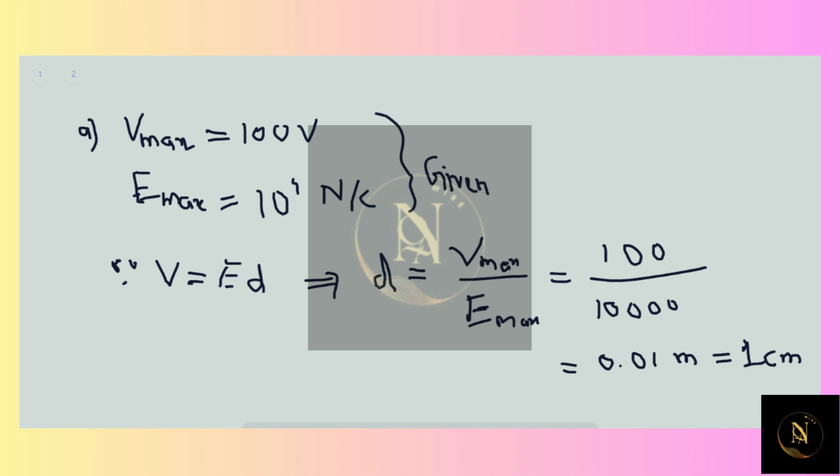So good, we found the maximum separation between the two plates can be D equals 1 centimeter. So this is the maximum separation between the two plates. If you have to design the capacitor, the separation between the two plates should not exceed 1 centimeter. So 1 centimeter is a good separation for the plates.